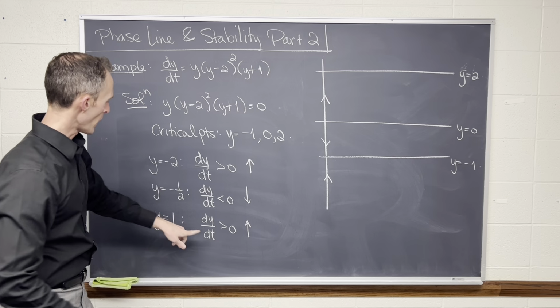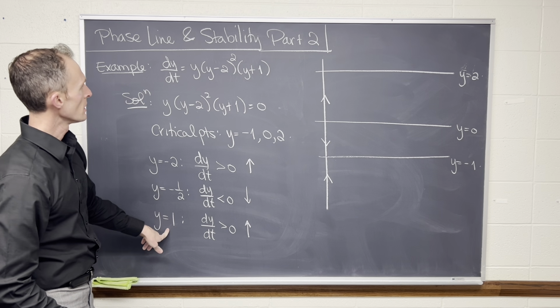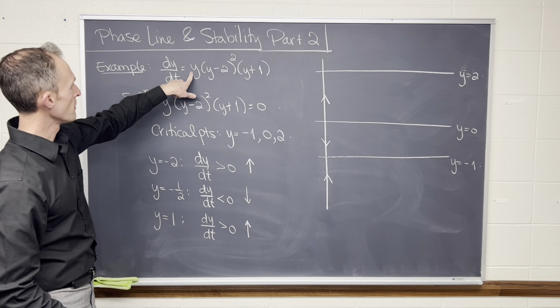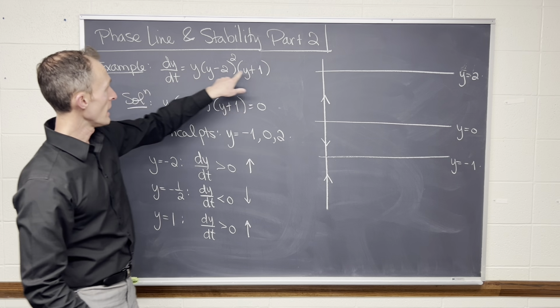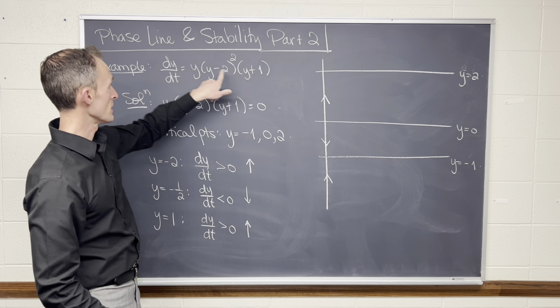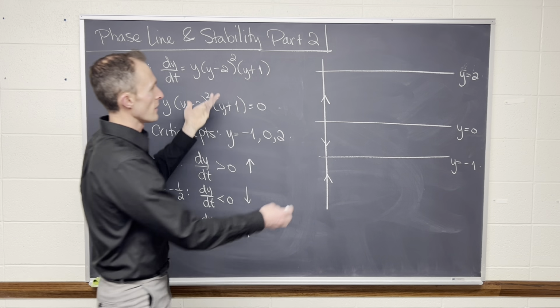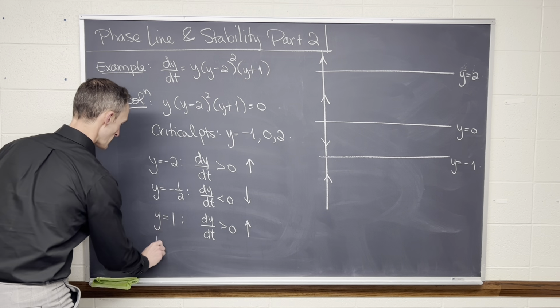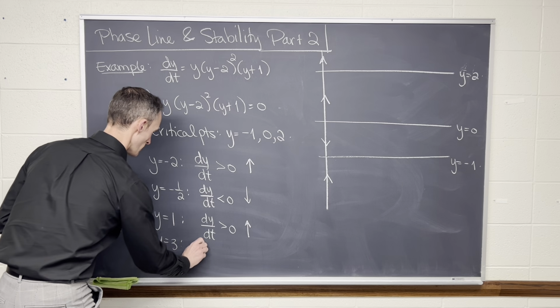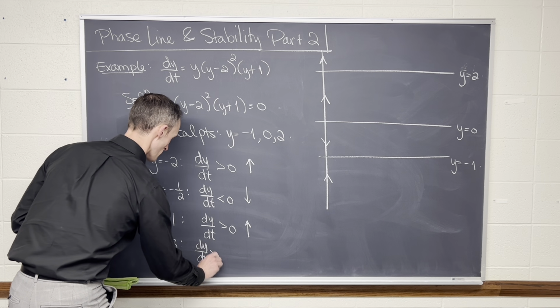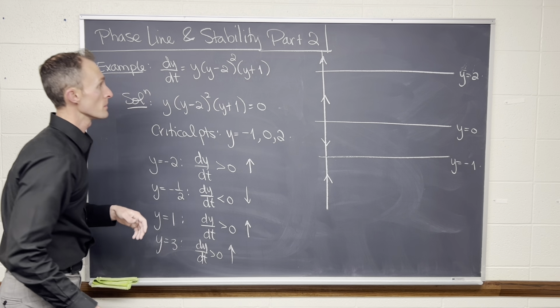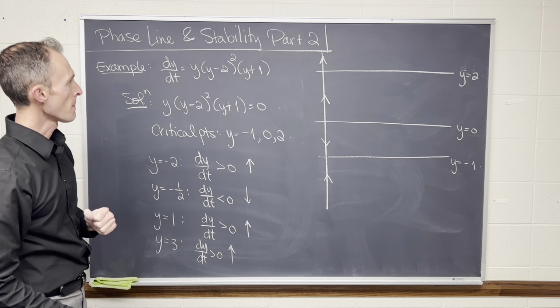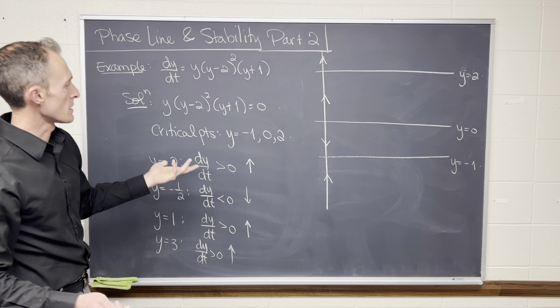And notice that y equals 1 wasn't special, right? Anything above 0 is going to make this positive. And this is always positive no matter what. So we don't even have to check above up here. Okay, I mean, if you want to, you could say y equals 3 and just check that dy/dt is also positive in that case, so that's an upward arrow. Okay, things like that. But now we can see immediately the stability.